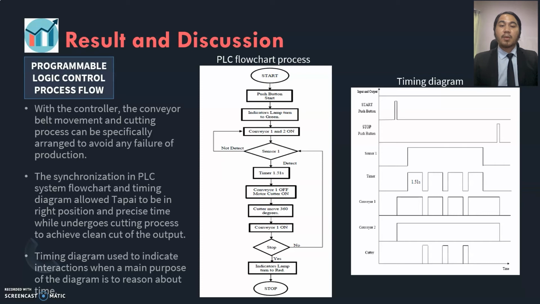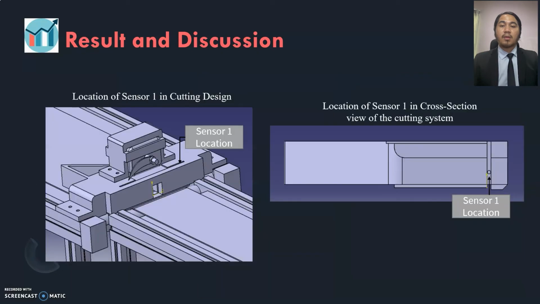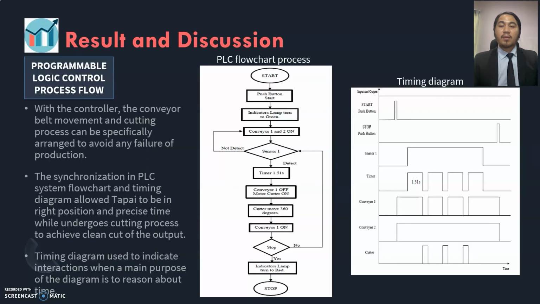Many sensors on the market currently have decent accuracy and can accurately reflect the data observed. Thus, the cutting operator can accurately cut the tapai by the end of the timer set. Sensor 1 is located in the cutting space, shown in these two figures. After completing 1.51 seconds, conveyor 1 stops moving and the motor cutter will be active.